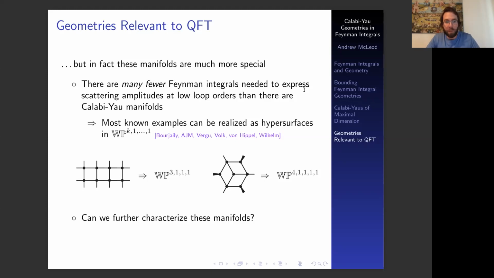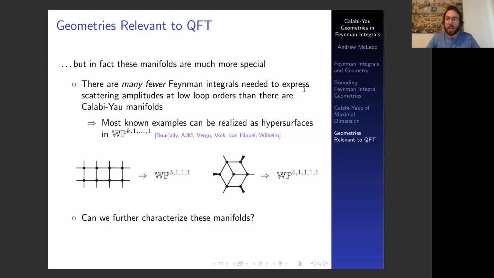So in addition to the non-planar integrals that I showed a few slides ago, we've also been able to show that this 3-loop train track gives rise to a Calabi-Yau that can be embedded in 3-1-1-1 weighted projective space. And similarly, this 3-loop wheel can be embedded in 4-1-1-1-1 weighted projective space.